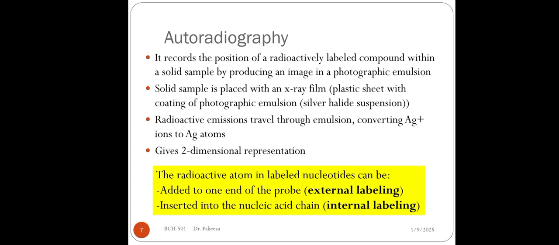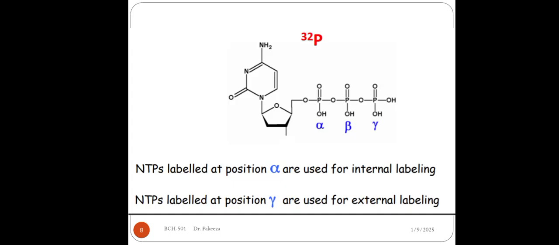So what happens is that the radioactive emission travels through the emulsion, and during that travel it converts the silver ions into silver atoms, and as a result it gives a two-dimensional representation. When we add the radioactive atom into the nucleotides, it can be done via either external labeling or internal labeling. External labeling is when we add it to one end of the probe, and internal labeling is when we insert it within the nucleic acid chain.